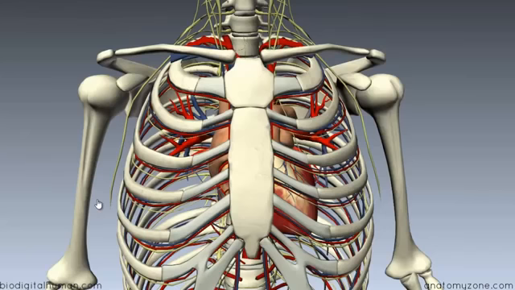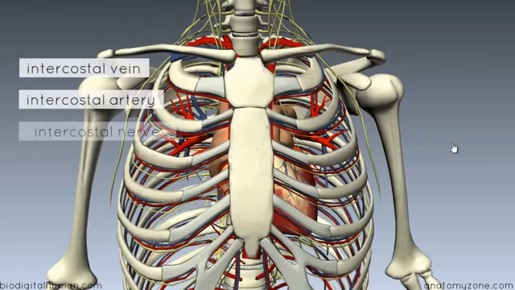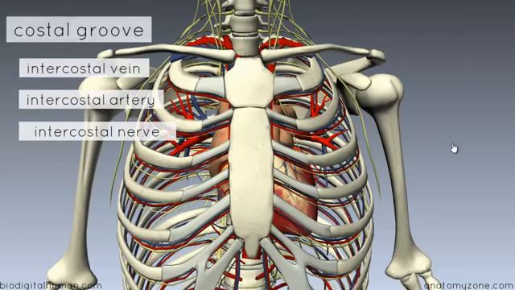So I've removed the muscles from this model, and I want to point out something that's quite important. So between the internal intercostal muscle and the innermost intercostal muscles, you've got a neurovascular bundle. So you've got the intercostal vein, artery and nerve, which lie in the subcostal groove underneath the rib.